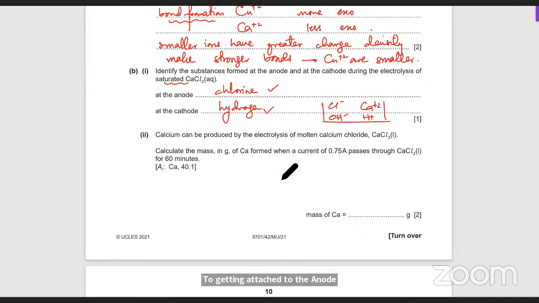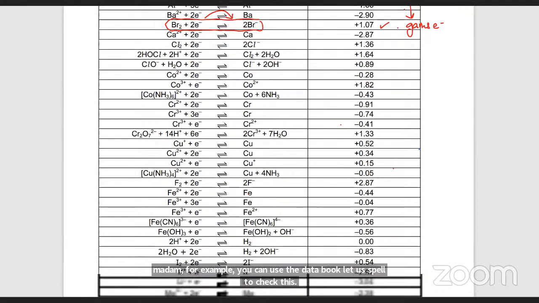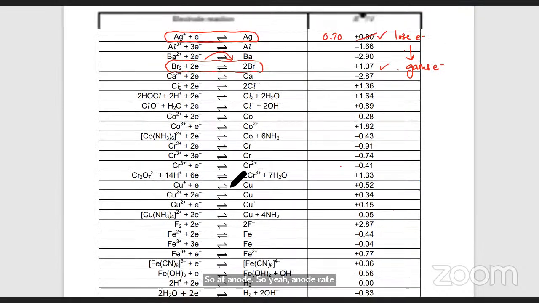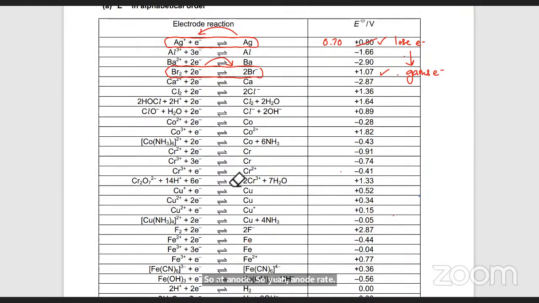हाँ, लेकिन Cl is only if it's concentrated. Only if it is concentrated. हाँ, मतलब for example, you can use the data booklet as well to check this. So at anode, at anode, right? Yes. So if it's Cl minus one, right? So Cl minus one, you can use the data booklet as well. Okay? For example, this is how you're going to use the data booklet. Okay. What happens at anode?